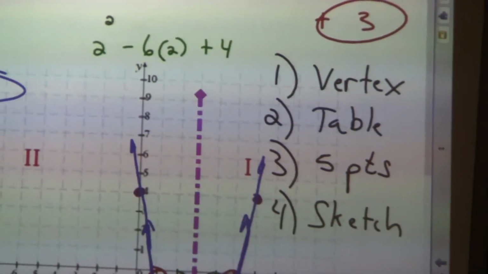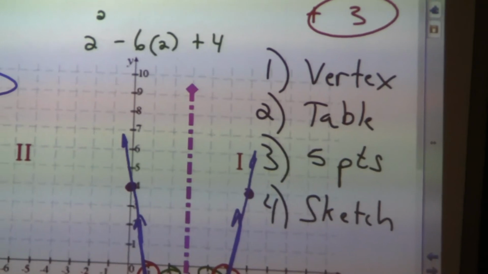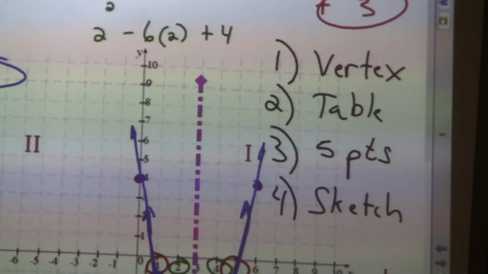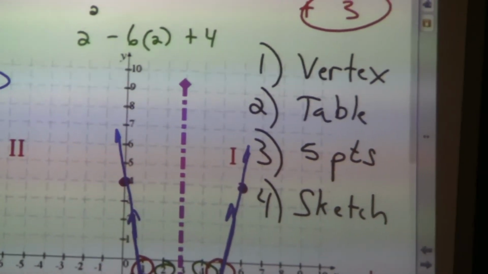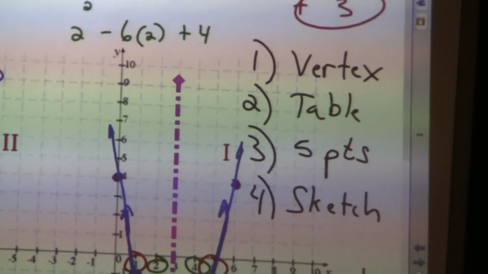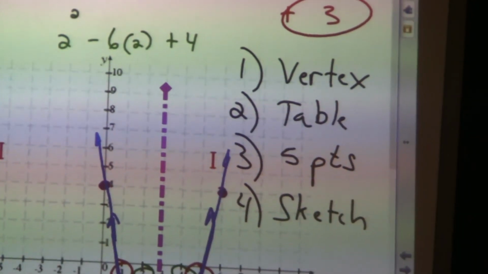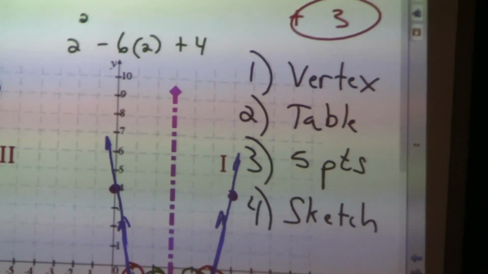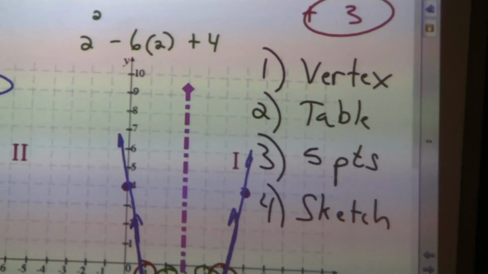Obviously, it's not going to be perfect, all right? But if you were using your online calculator from the website, or a graphing calculator, you would be able to see it perfectly, the design of the parabola. All right? Any questions? All right.